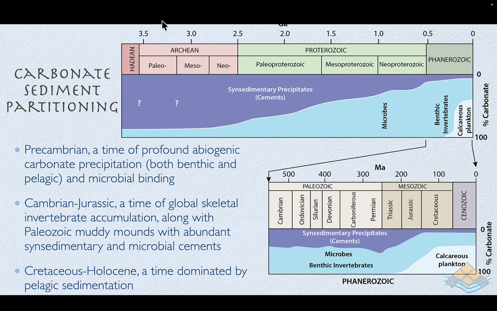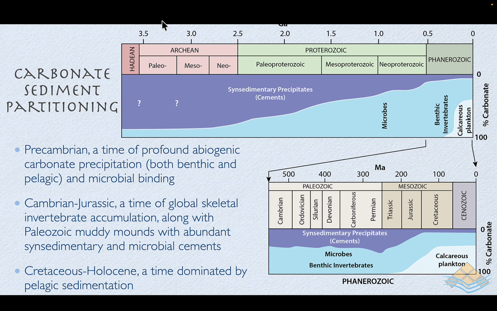The Precambrian was a time of profound abiogenic carbonate precipitation, calcium carbonate saturated oceans, and we had carbonate precipitation taking place in both benthic and pelagic realms. Much of that sediment was microbially bound. Some of it was microbially facilitated or even microbially driven in terms of the textures that we see in the microbial constructs, the stromatolites and the thrombolites.